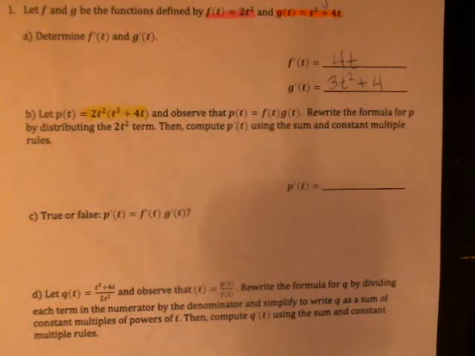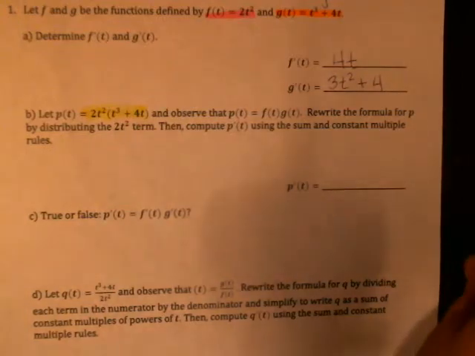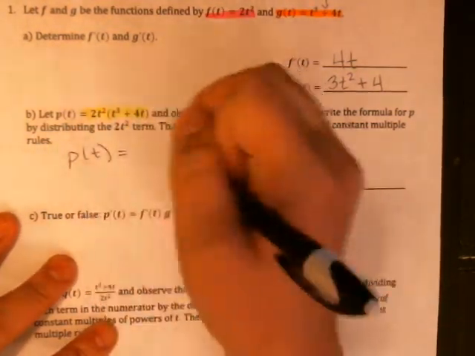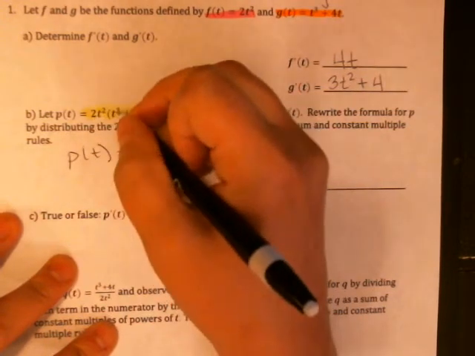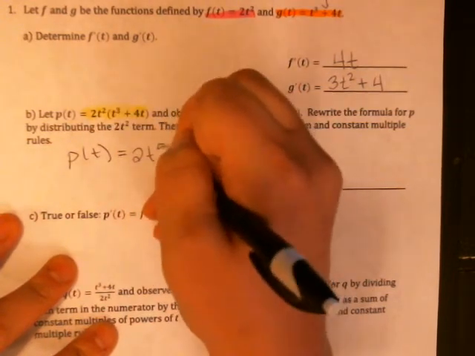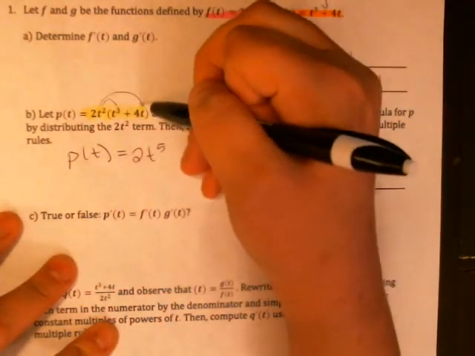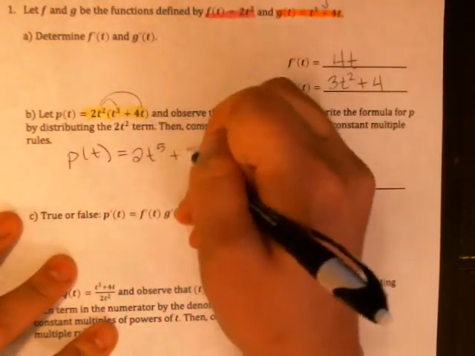We're supposed to distribute the 2t squared in and then find the derivative. So distributing in gives us a 2t to the 5th. When you multiply two things with powers, you should add exponents. And then we get an 8t cubed.